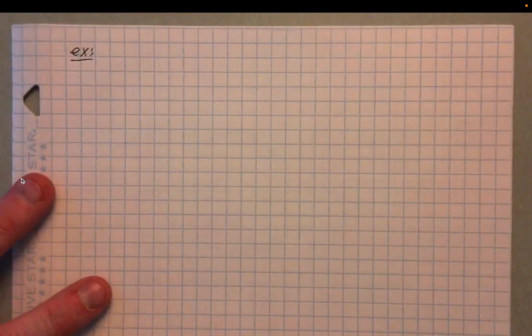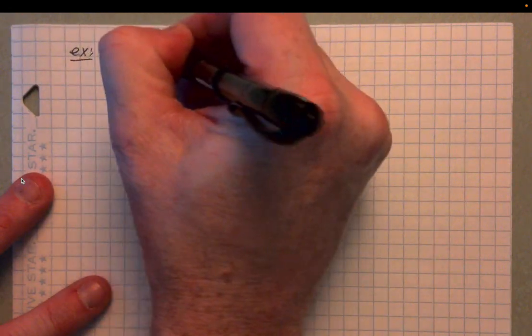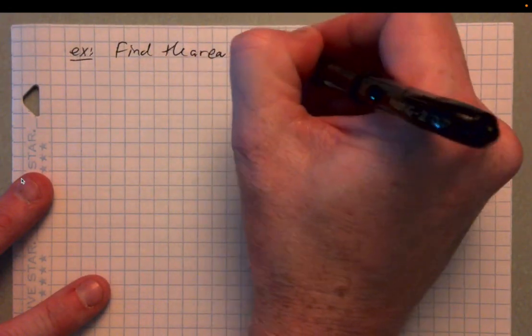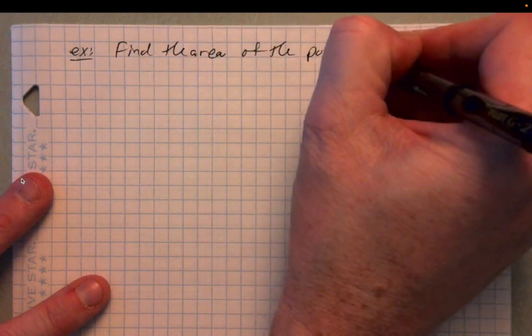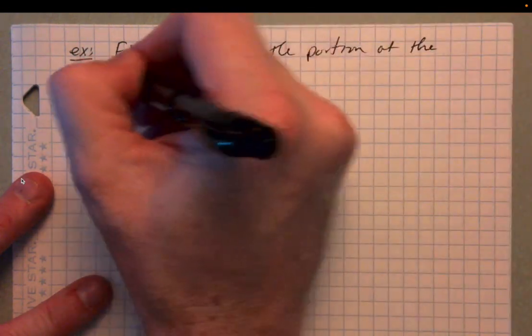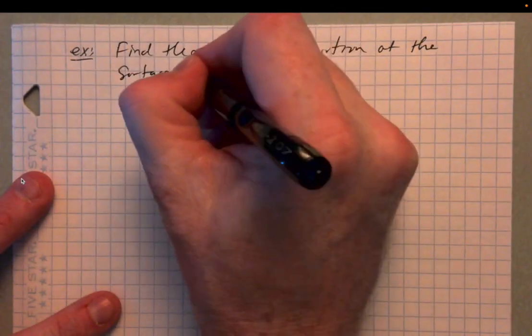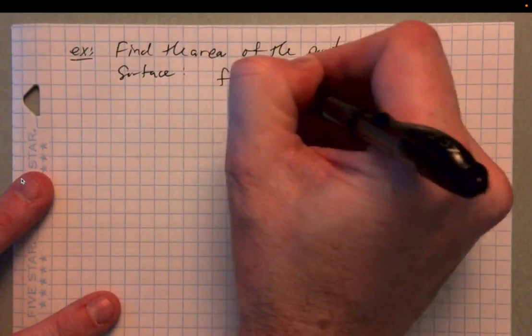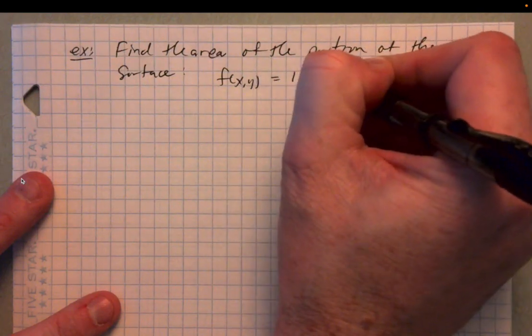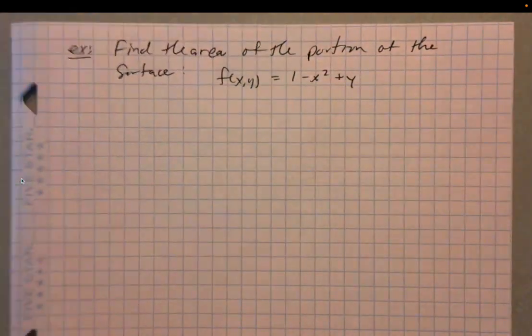Let's get a new page here. So, let's say we want to find the area of the portion of the surface, and the surface is f(x, y) = 1 - x^2 + y.